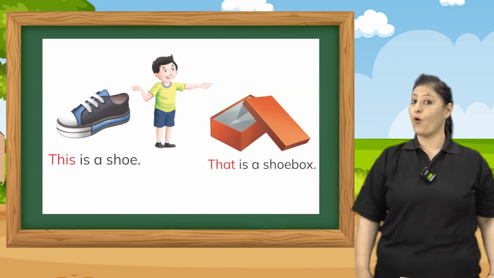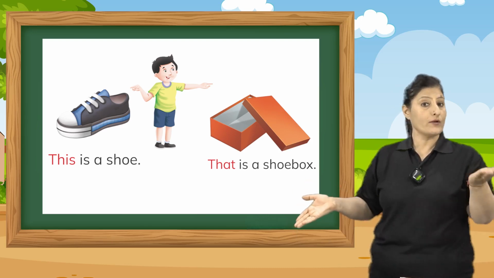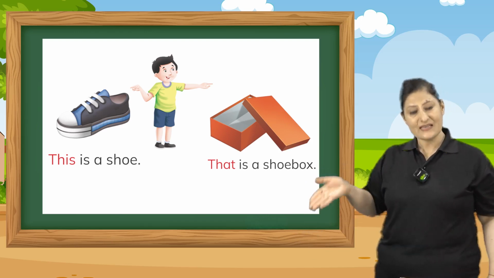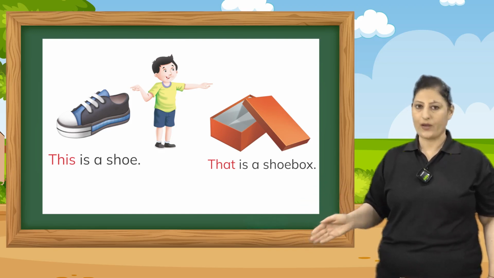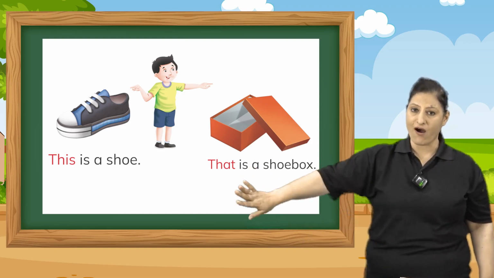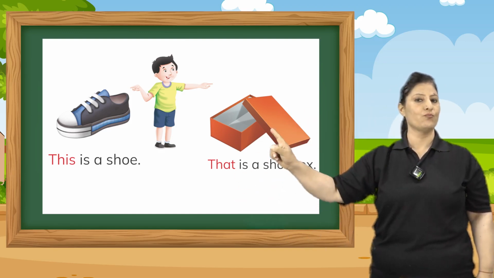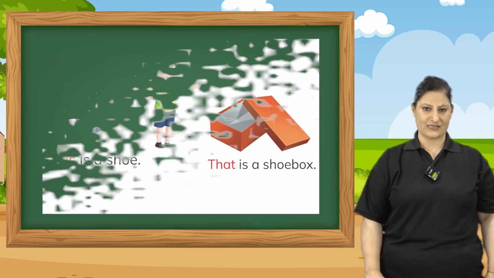Now look here, the boy is showing a shoe. So what are we going to use? This. This is a shoe. And now the box is far. So the boy is saying, that is a shoe box.